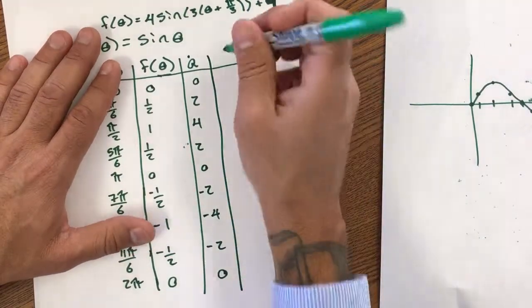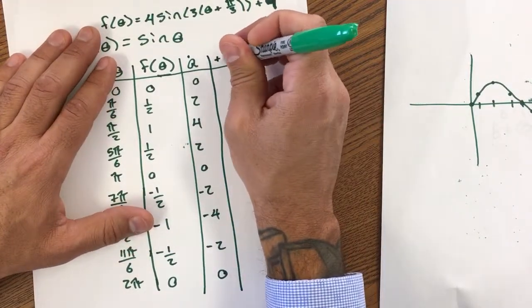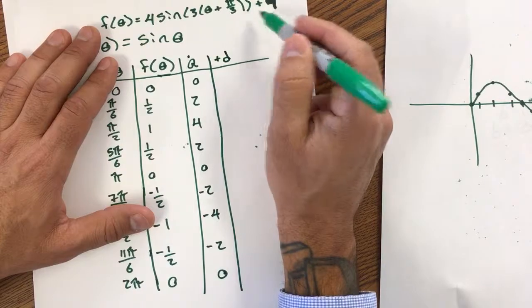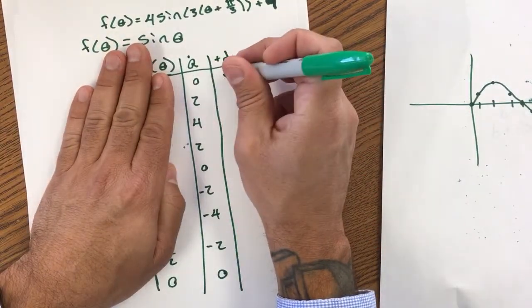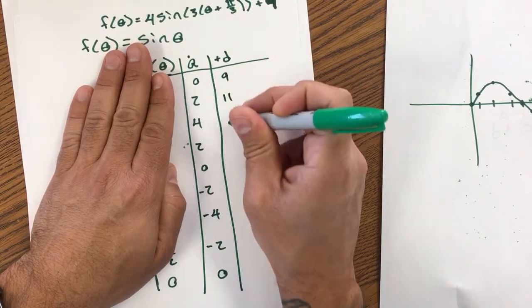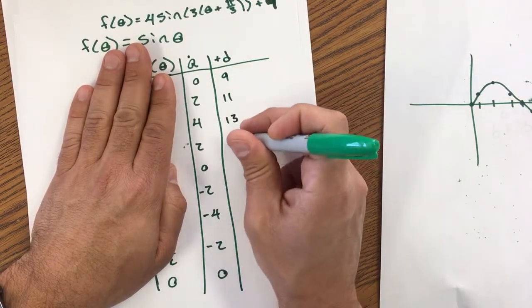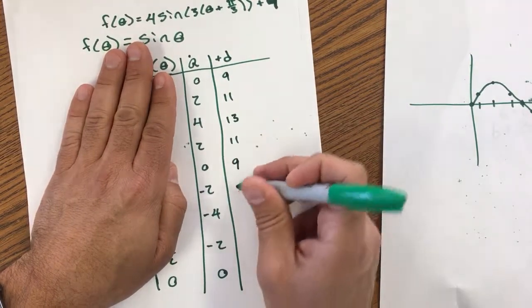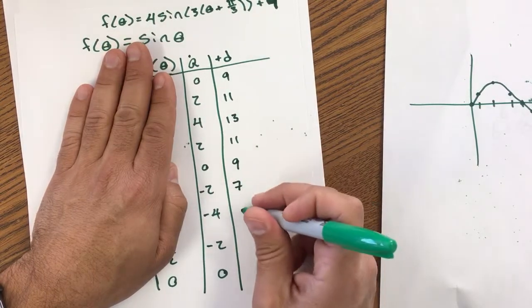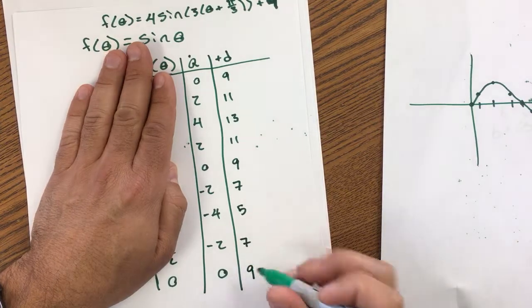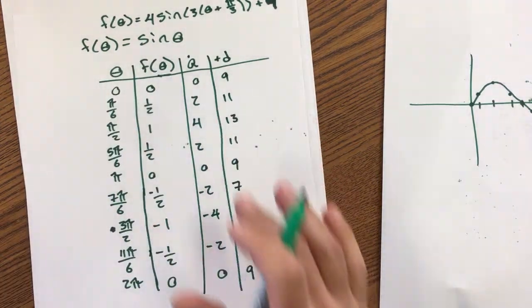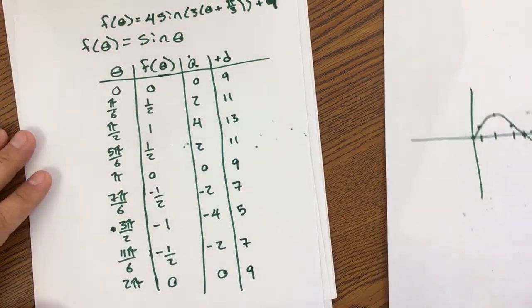Our second step is that we're going to add the D value, and D on this one is 9. So I'm just going to take all these numbers and add 9. 0 plus 9, 2 plus 9, 4 plus 9, 2 plus 9, 0 plus 9, negative 2 plus 9, negative 4 plus 9, negative 2 plus 9, 0 plus 9. So now I have all of my outputs for this function.